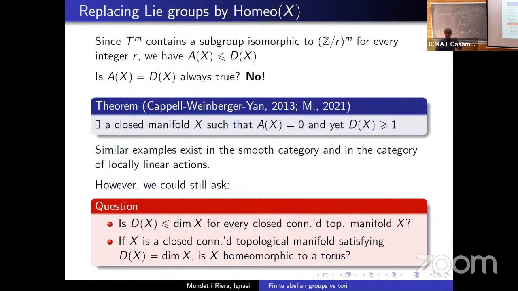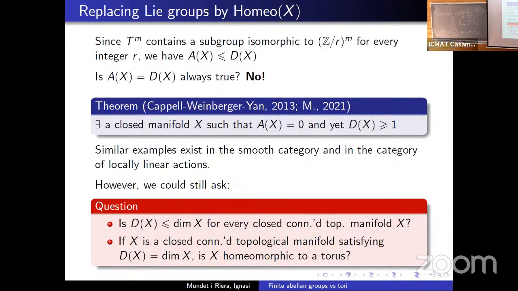Yes? Excuse me? Real analytic? I've not thought about it. Yeah, that's a good question. I don't know. There are also examples in the category of locally linear actions, but possibly in the real analytic category, maybe there don't exist examples, but I don't know.